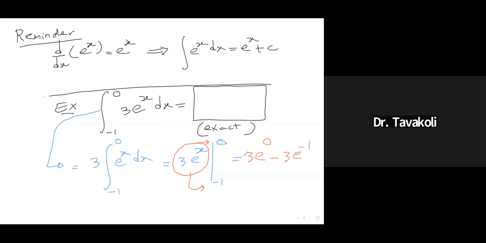E to the power of 0 is 1. So the first term is just 3. The second term, to avoid negative exponent, if I move e to the -1 to the bottom, this becomes 3 over e. And that's the answer that we need to type in here, 3 minus 3 over e. As an exact value for this integral, we cannot go further.